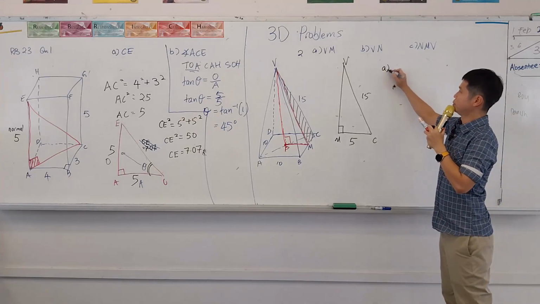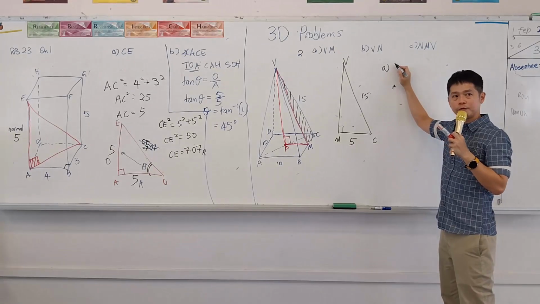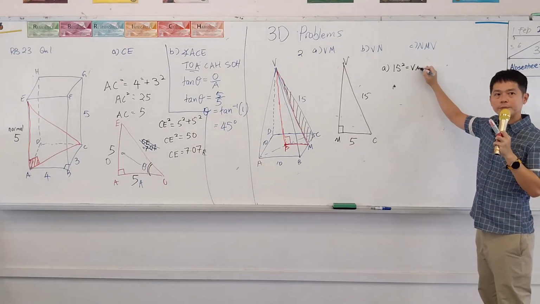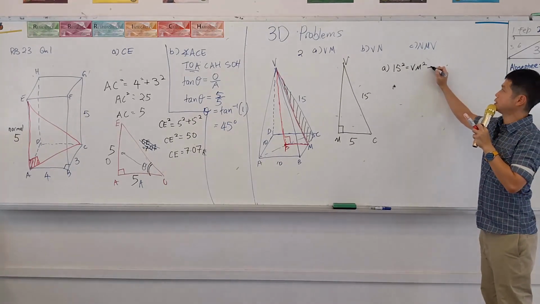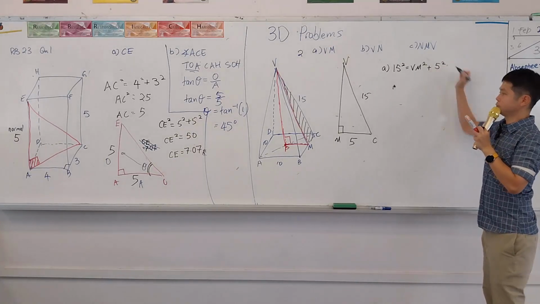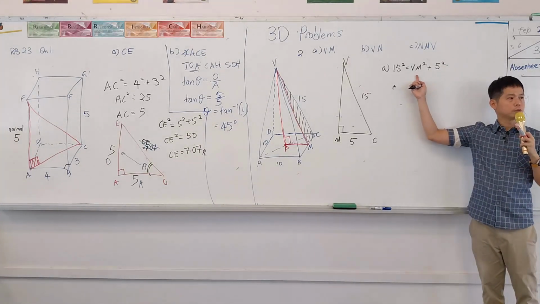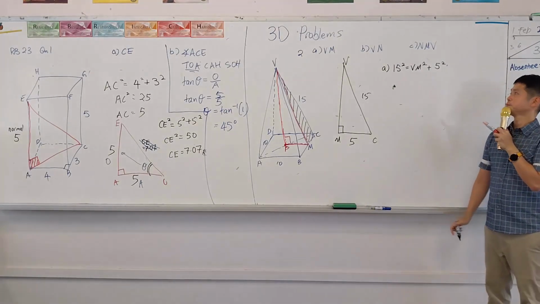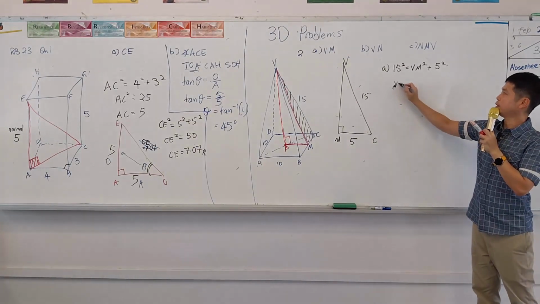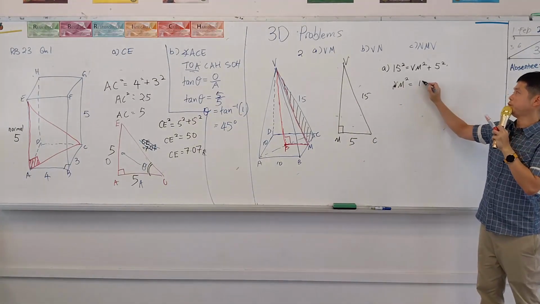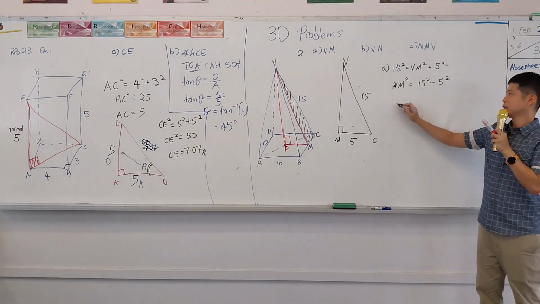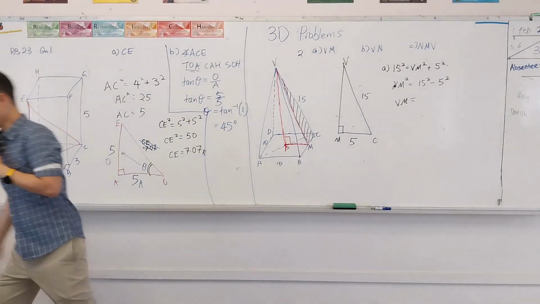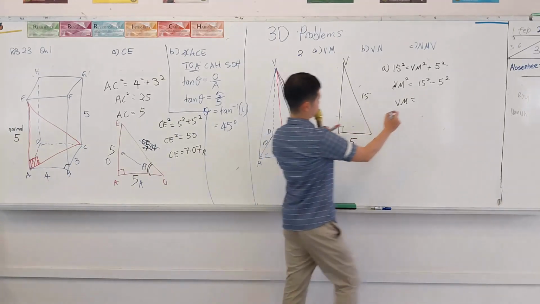We have Pythagoras, but this time around it's a bit different. We have 15 square equals to VM square plus CM square. Can you see that? Now the unknown is at this side already. The unknown is not at this side, it's at this side. So VM square will be 15 square minus 5 square. And finally, after you square root both sides, press calculator, the answer, 14.1 something. All right? Thank you very much.